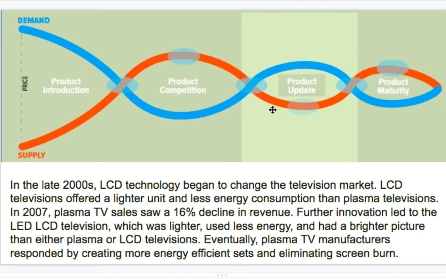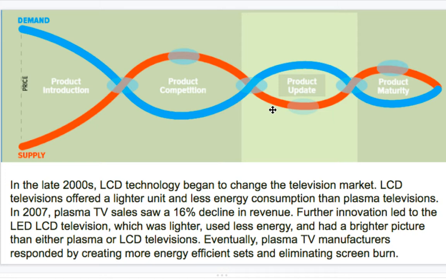LCD televisions offered a lighter unit and less energy consumption than plasma televisions. In 2007, plasma TV saw a 16% decline in revenue. Further innovation led to the LED LCD television, which was lighter, used less energy, and had brighter pictures than either the plasma or LCD televisions. Eventually, plasma TV manufacturers responded by creating more energy efficient sets and by eliminating screen burn.